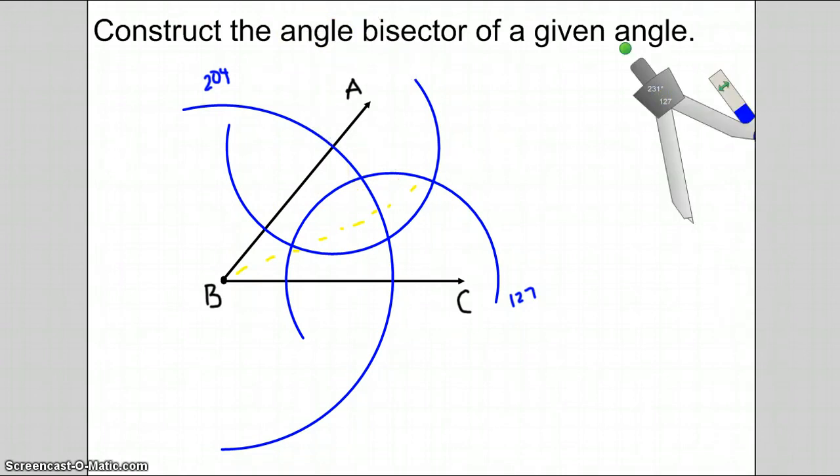Before I do my final step, I'm going to erase my little yellow sketching. I don't need that anymore. And then I'm going to connect from B through the first intersection, through the second, and now my angle has been bisected. So that means, if I put a D in here, angle ABD is congruent to angle DBC.